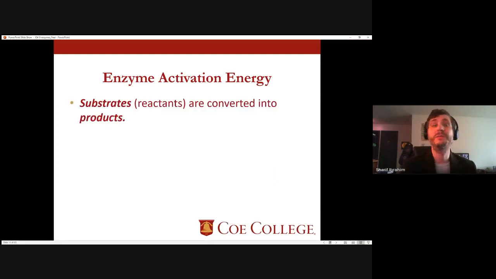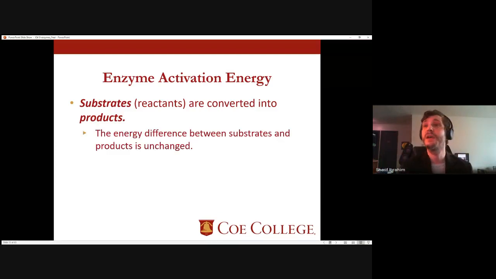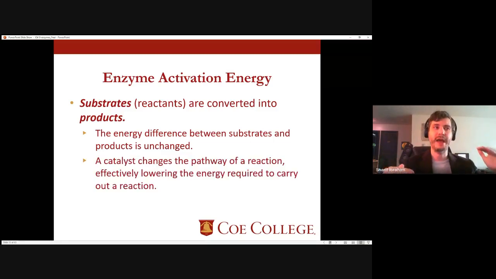Okay, so substrates, just nomenclature. Substrates are converted into products. That's the typical nomenclature for describing an enzyme reaction. The energy difference between the substrates and the products is unchanged. Like I was saying, that difference in the energy of the compounds the enzyme is working on is not dependent on the enzyme at all. The catalyst changes the pathway, changes the route that compounds up here take to reach compounds down here. And instead of having to drive all the way up that hill to come down, they can take a little side hill that might be a little bit lower energy.